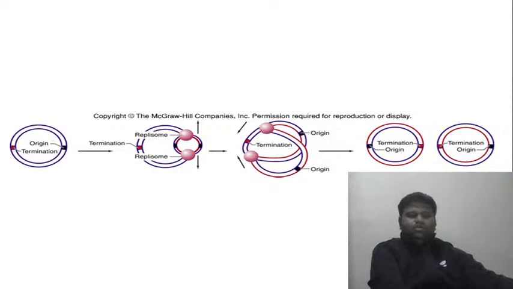So this one is the origin of replication, and this one is the origin of termination. So replication occurs in a bidirectional manner, and two origins of replication can be seen. And finally, two daughter DNA molecules are synthesized from one parent DNA molecule.